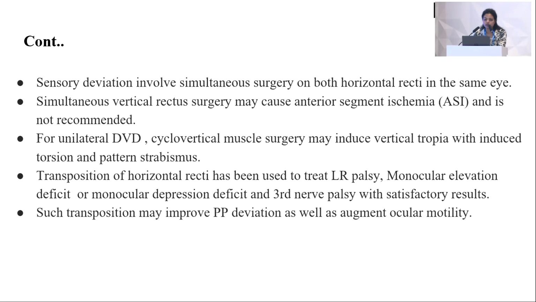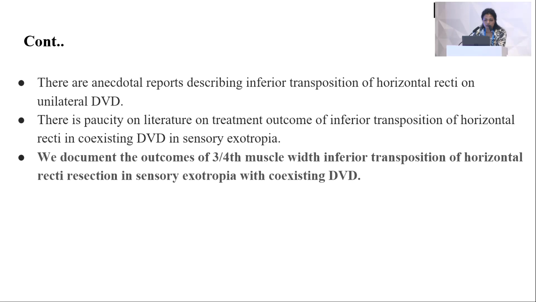Sensory horizontal deviation may have coexisting unilateral DVD, posing surgical challenges. Sensory deviation involves surgery on both horizontal recti in the same eye, and simultaneous vertical recti surgery may cause anterior segment ischemia and is not recommended. For unilateral DVD, cyclovertical muscle surgery may induce vertical tropia with induced torsion and pattern strabismus. Transposition of horizontal recti has been used to treat LR palsy, monocular elevation deficit, monocular depression deficit, and third nerve palsy with satisfactory results. There are anecdotal reports describing inferior transposition of horizontal recti in unilateral DVD, and we report the outcome of 3/4 muscle width inferior transposition of horizontal recti resection in sensory exotropia with coexisting DVD.